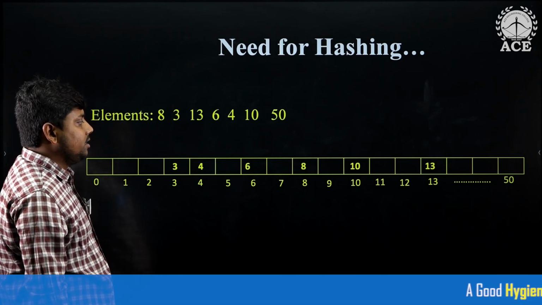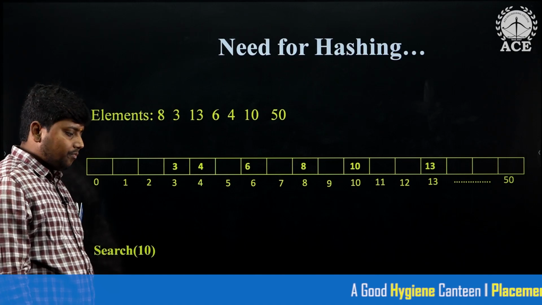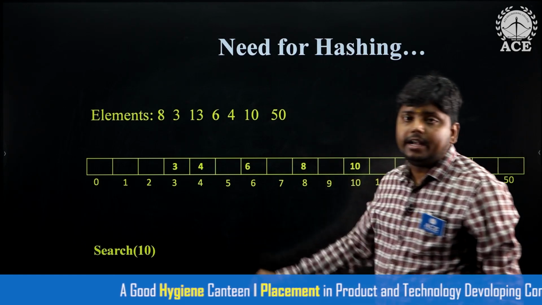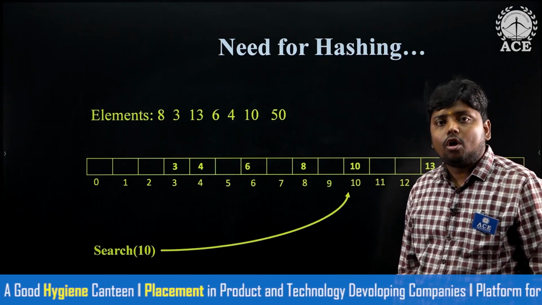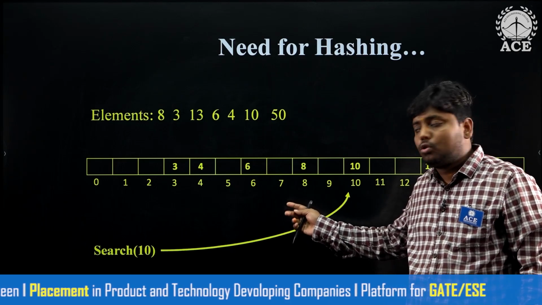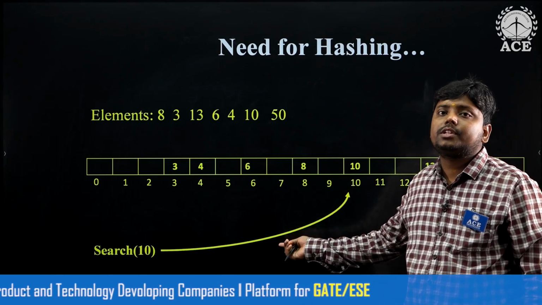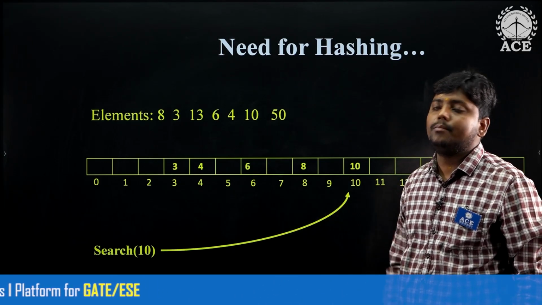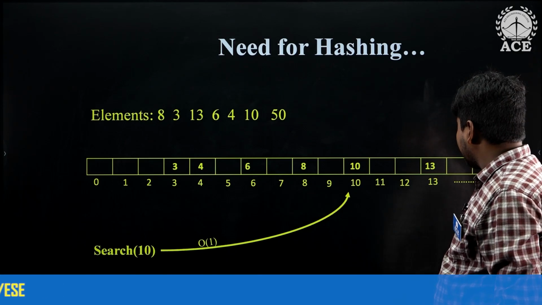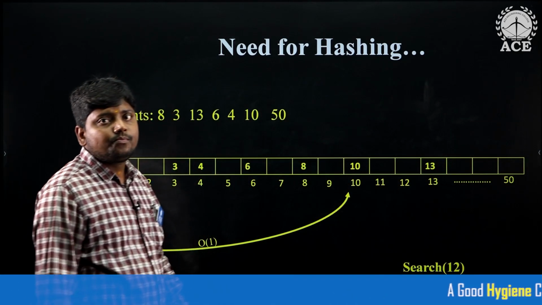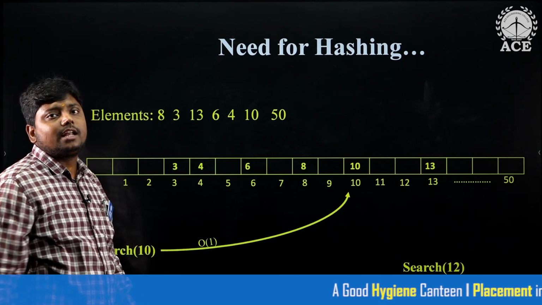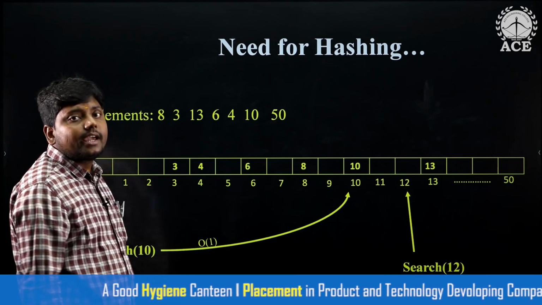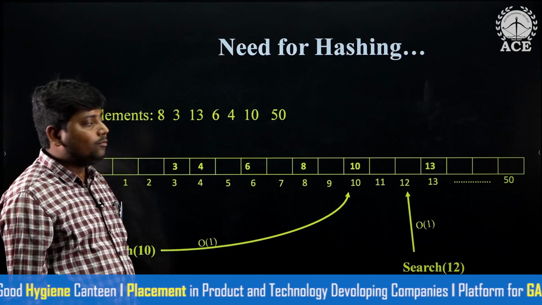Now we want to search an element. Suppose we want to search 10. We can search 10 directly by going to its index value. So yes, we can search it in order of 1, because we directly go to index value 10. That is constant time complexity for searching element 10. Similarly, if we want to search another element, for example 12, we can again search it by directly going to index value 12. So it is again done in order of 1, meaning constant time complexity.